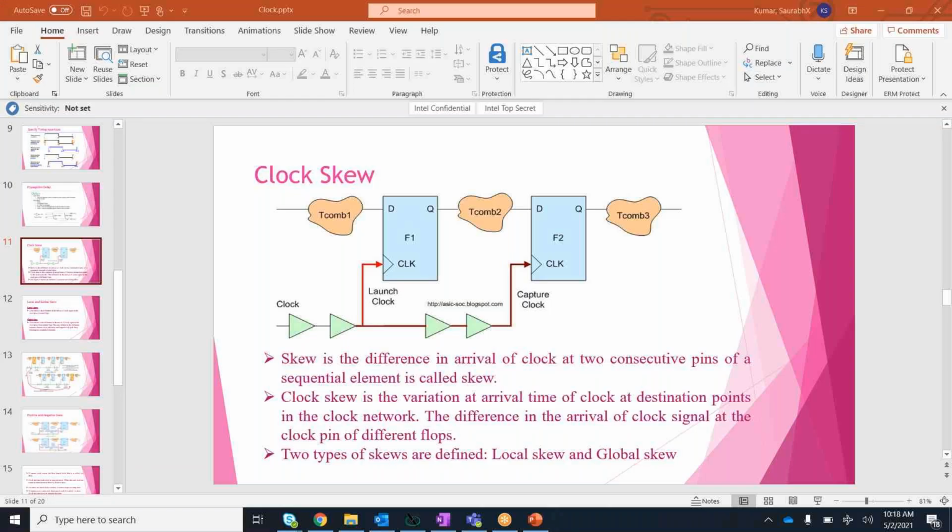Can you see my screen? Not yet, sir. Is it visible now? I shared. It may take some time. Yes, sir. So you can write out the definition. These PPTs are already shared.